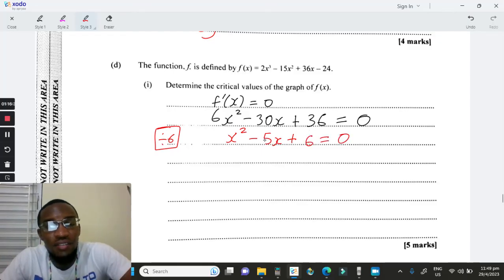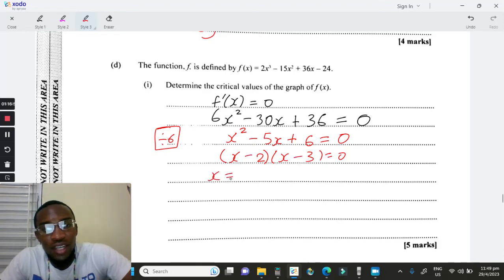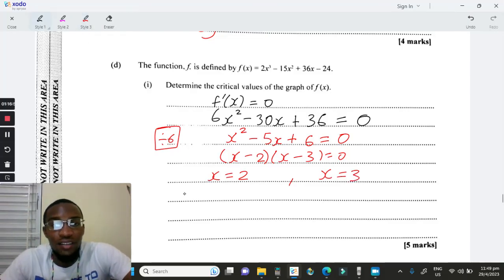Then we need to solve this quadratic. Now, is it 2 and 3? I would hope so. Factorize: 3 times 2 gives me 6. The signs are the same, both are negative. So the critical values are x equal to 2 and x equal to 3. And we finish. Those are our critical values.